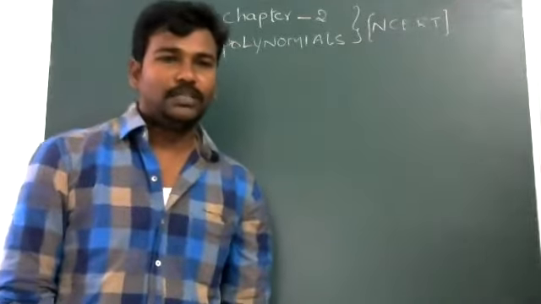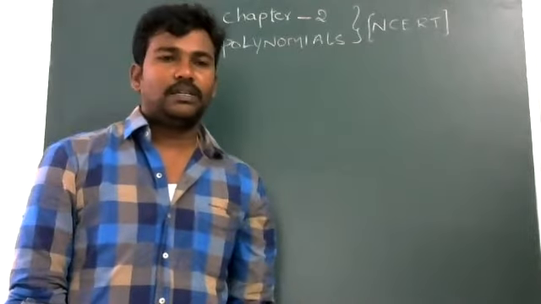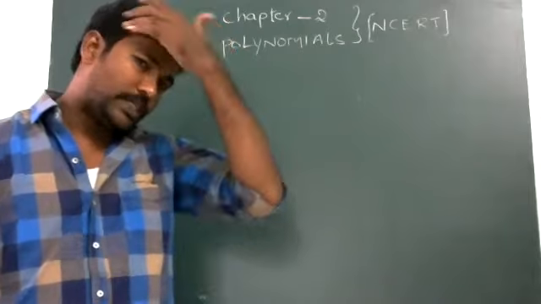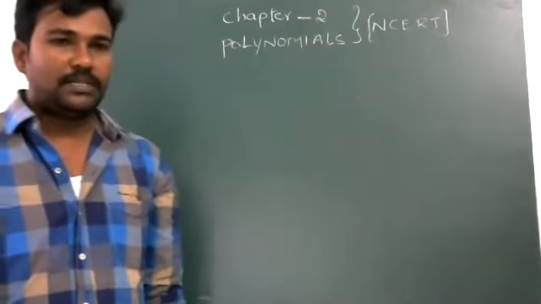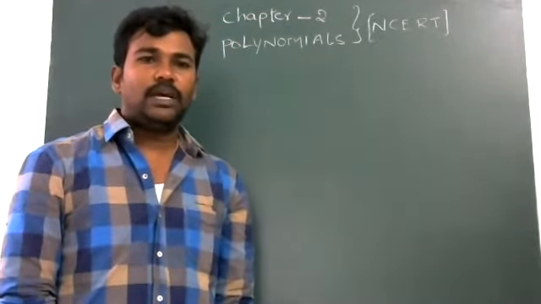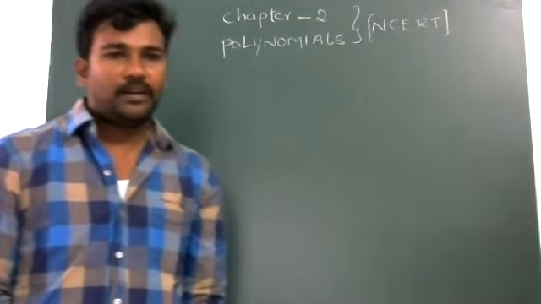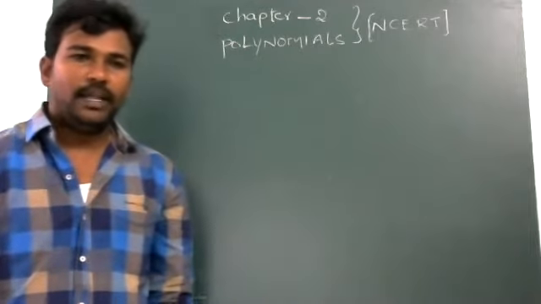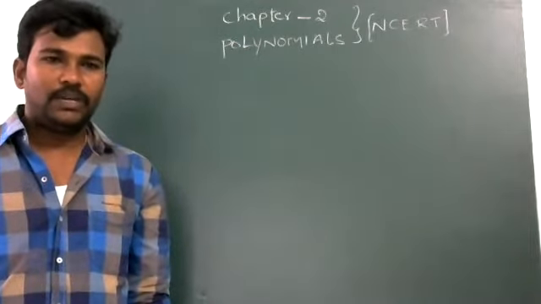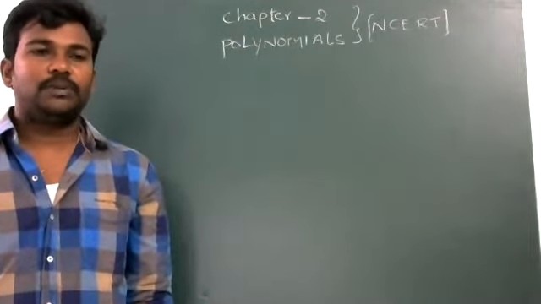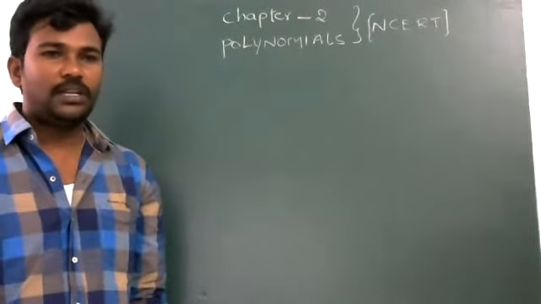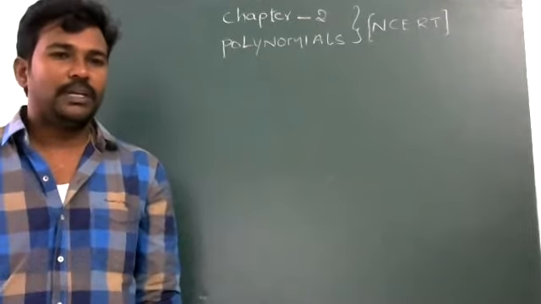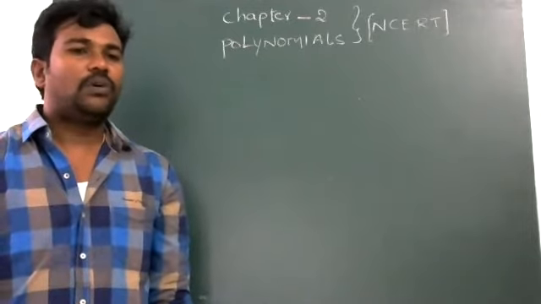Okay. Good morning, students. So in last class we discussed the polynomials, chapter number 2, which is 10th class syllabus. In that we discussed what is meant by polynomial, which are polynomials and which are not, and what is meant by types of polynomials: linear polynomial, quadratic polynomial, cubic polynomial, then the number of zeros of the polynomials, and what is the zero of the polynomial.